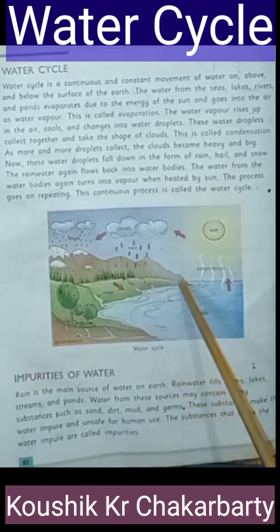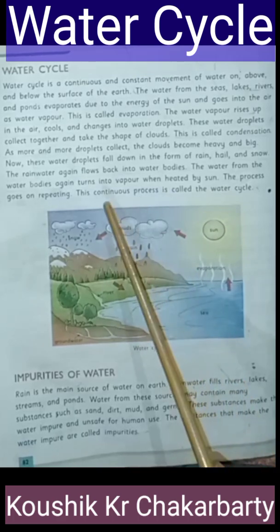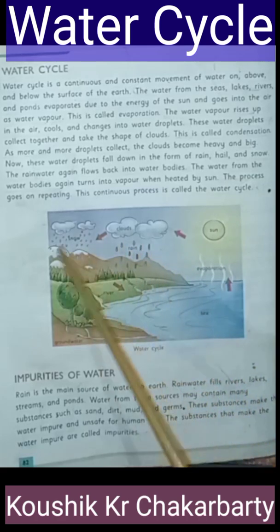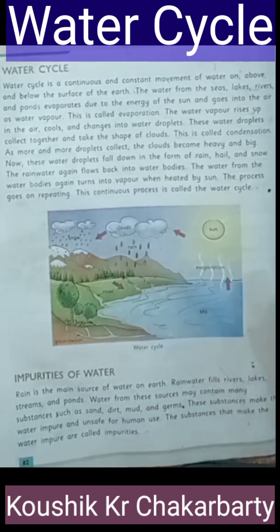Means ये निरंतर लगातार क्या होती है? चलती रहती है. This continuous process is called the water cycle, and what are we calling it? We are calling it water cycle.